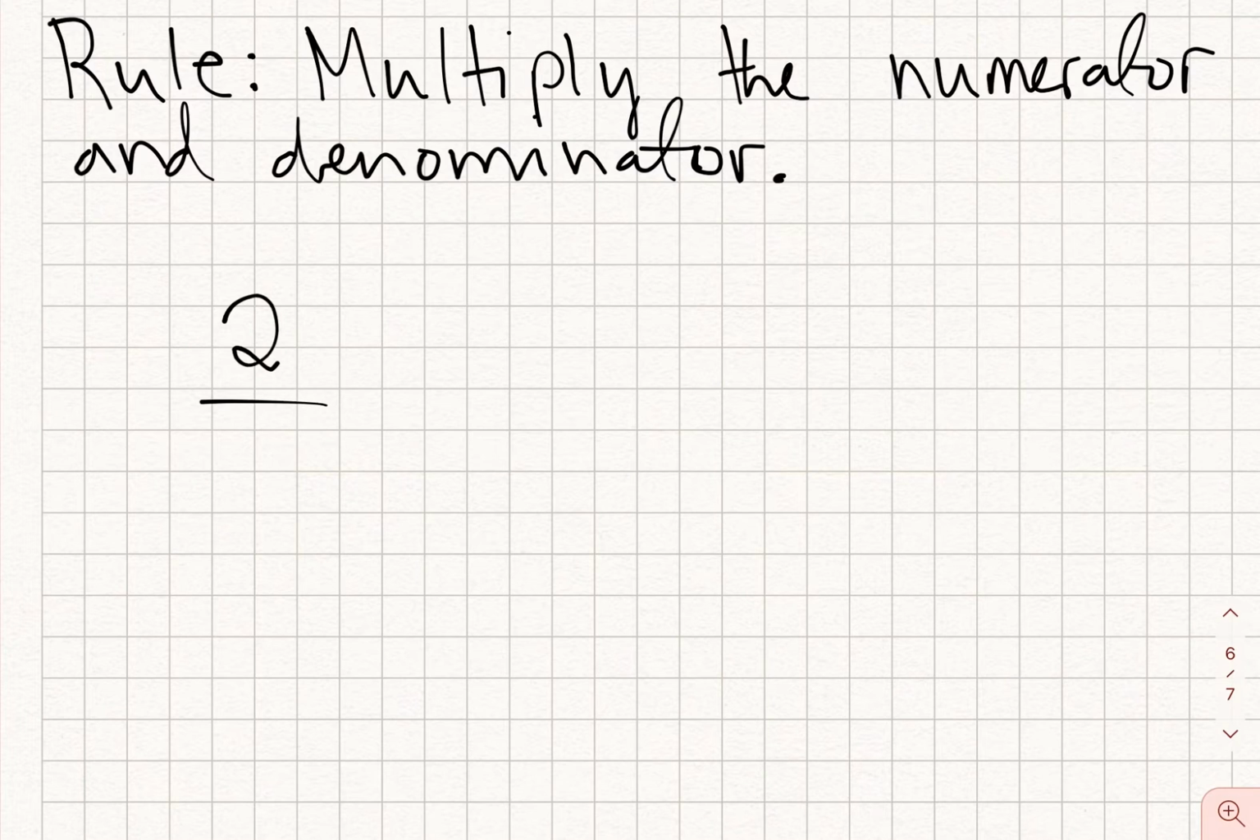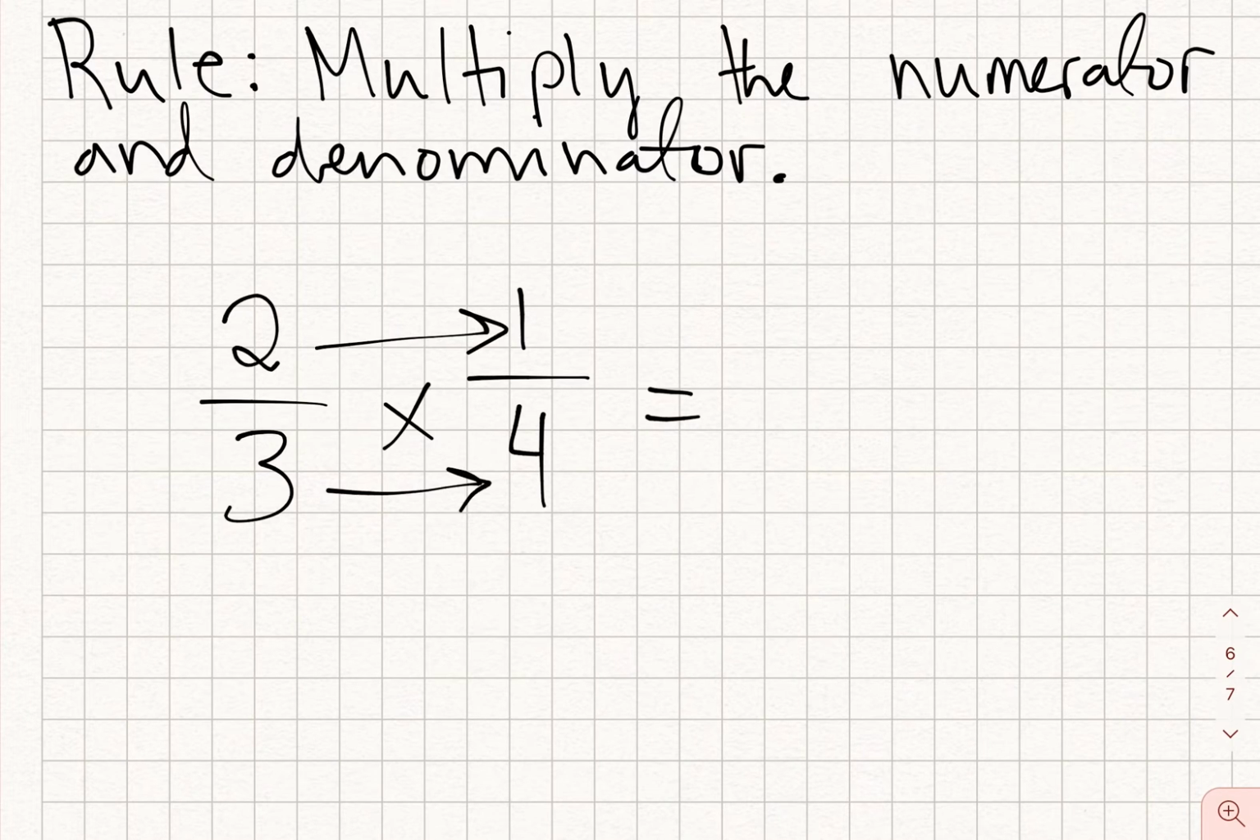All right, 2/3 times 1/4. So remember that rule. Multiply the numerators, multiply the denominators, and you'll have your answer. Try it out and go ahead and unpause when you're done to see how you did.